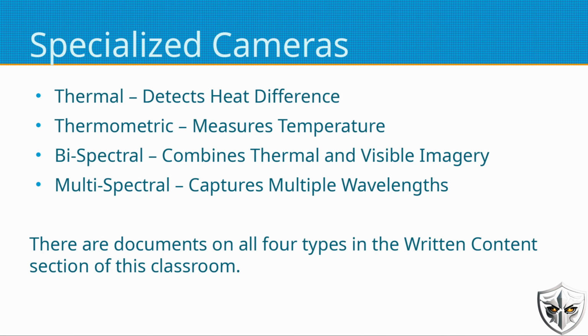Thermometric cameras are great because they actually measure temperature. So you can use a thermometric camera to watch for a fire or to look at a piece of equipment to make sure it doesn't overheat. Or conversely, you could use it to look at, say, a freezer to make sure that it's staying cold enough, right? So thermometric cameras are actually measuring the temperature. You have a bispectral camera, which combines both the thermal and the visible imagery.